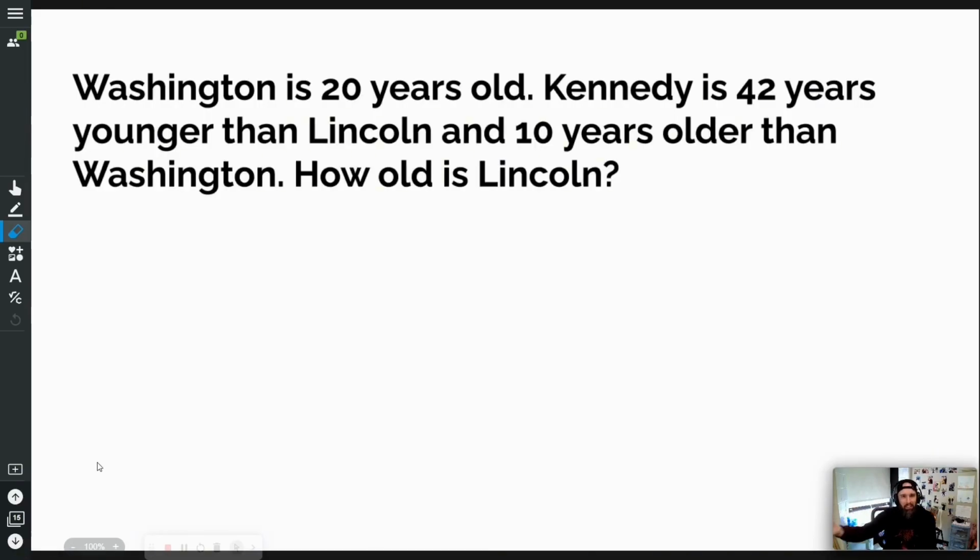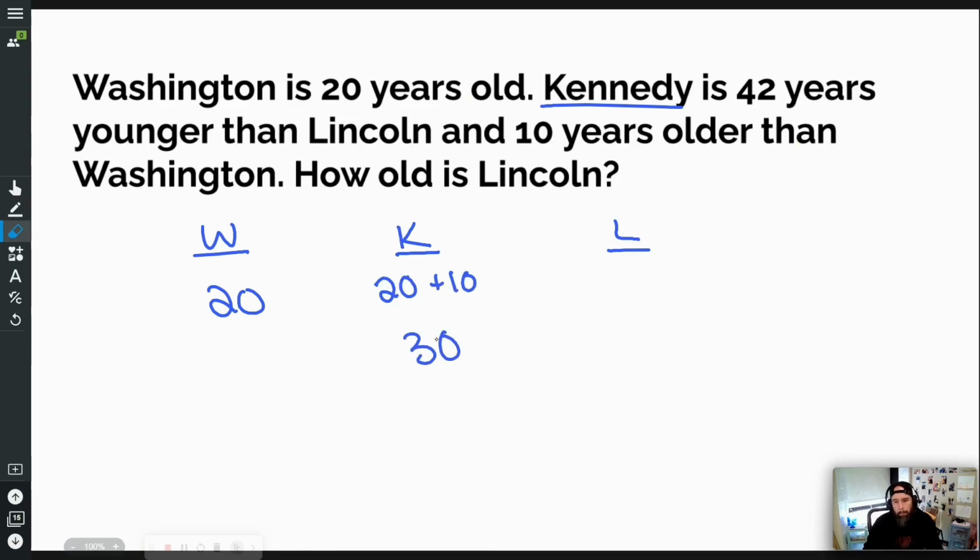Now I finally made easy names. How presidential of me. Washington is 20 years old. Kennedy is 42 years younger than Lincoln and 10 years older than Washington. How old is Lincoln? Only 3 people here. We got Washington, we've got Kennedy, and we've got Lincoln. Okay? Washington is 20. Easy peasy. Kennedy is 42 years younger than Lincoln. I have no information about Kennedy and Lincoln. None. But Kennedy is 10 years older than Washington. So Kennedy is 20 plus 10, which is 30.